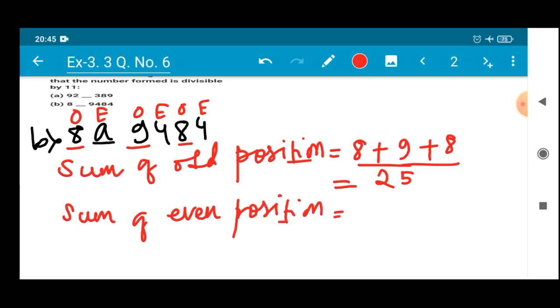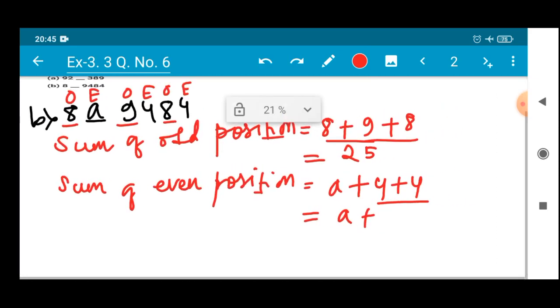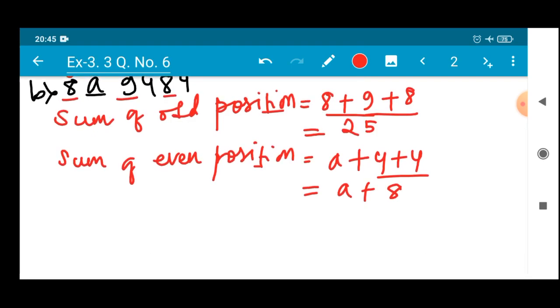Sum of the even position here will be a first, then plus 4 plus 4. When we add this, we will get a plus 4 plus 4 is 8. Yes, now it is a plus 8. Okay, we got the sum of odd as well as even position. Now our next job is to find the difference between the sum of odd and even position.